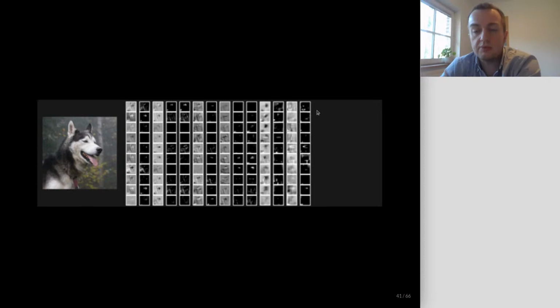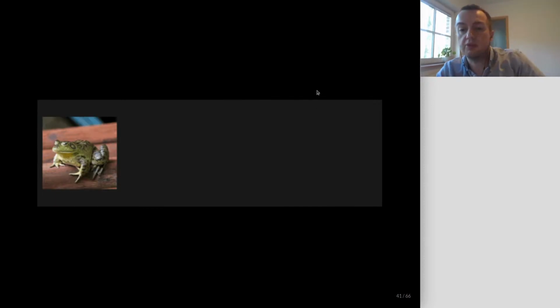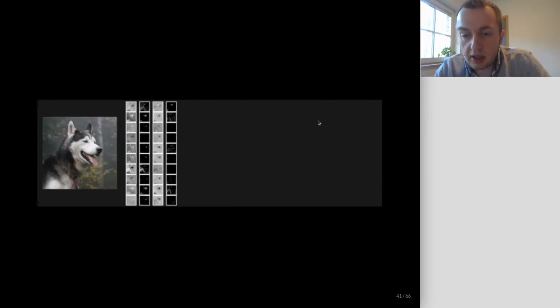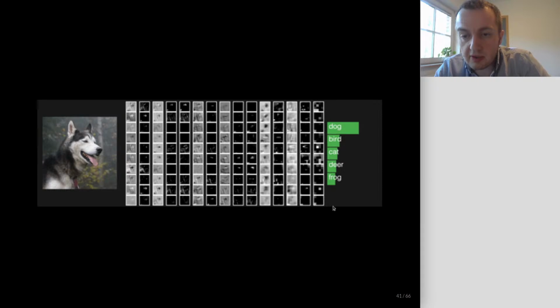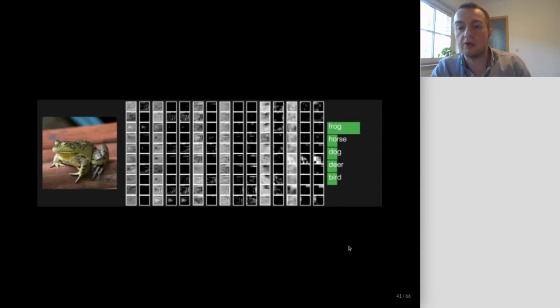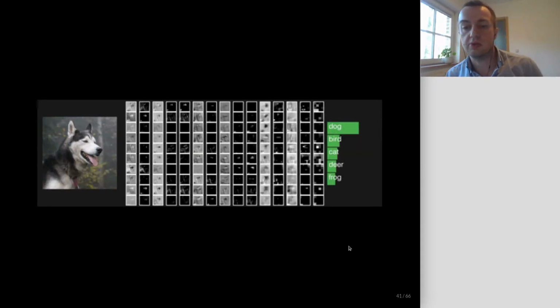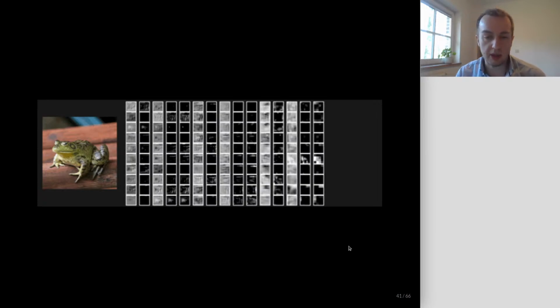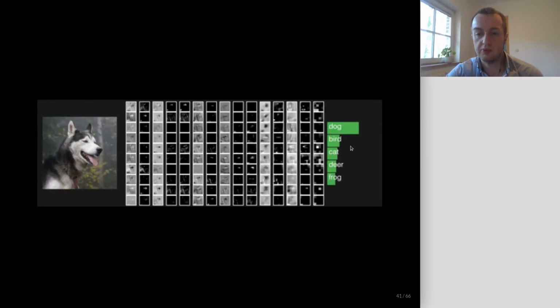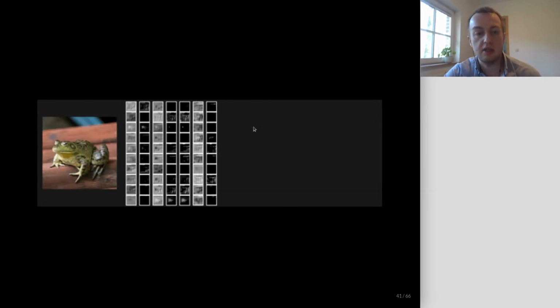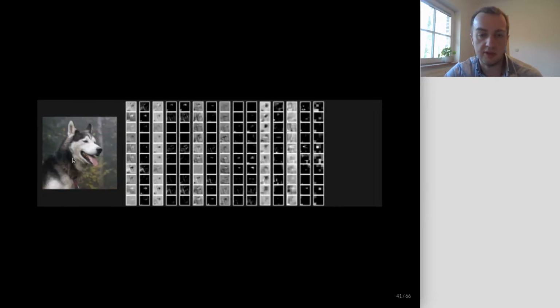And finally, you are left with this new representation of the data. You flatten it into a vector, and you pass that to an MLP to compute, for example, probability estimates for the class associated to this image.